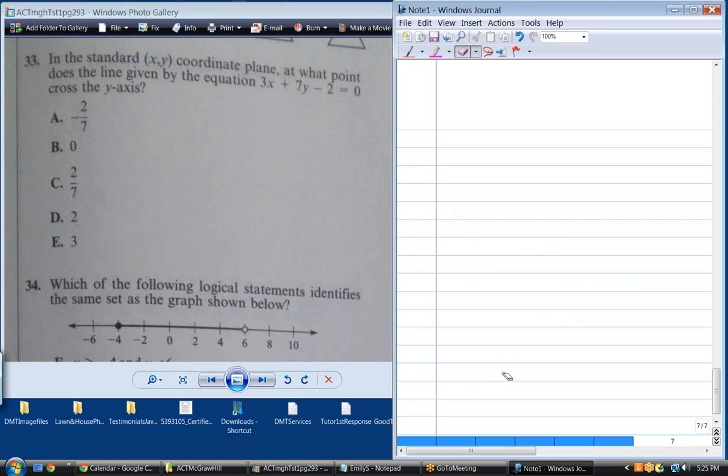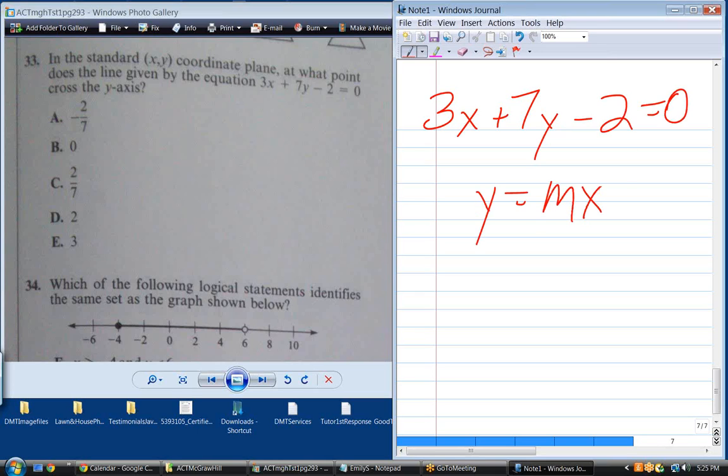So what's the easiest way or the quickest way to figure out where that crosses the y-axis? Put it in y-intercept form? That's one way. It's not the quickest, but let's go ahead and do it that way, because that's the way most people would do, because that's what you're taught. Everybody gets this in their head, y equals mx plus b. So if we can put this equation in this format, whatever b is, is the y-intercept. All right, so let's do it.